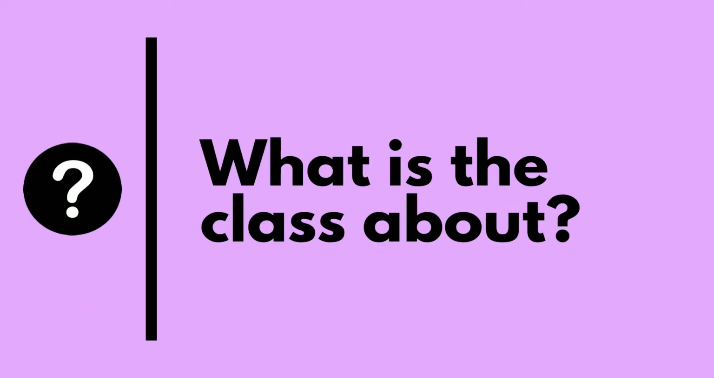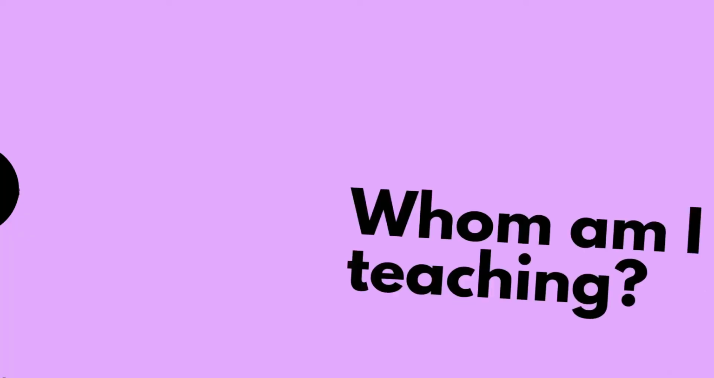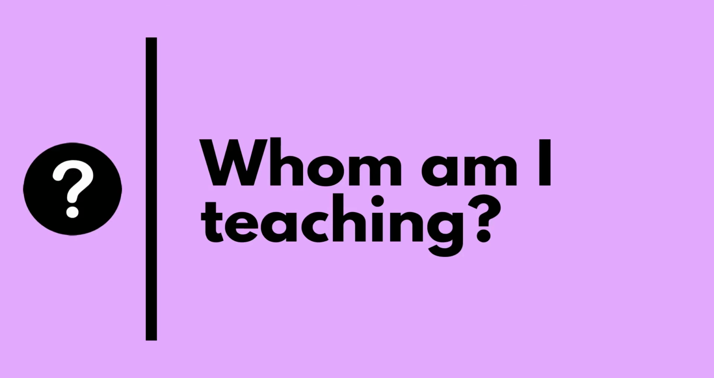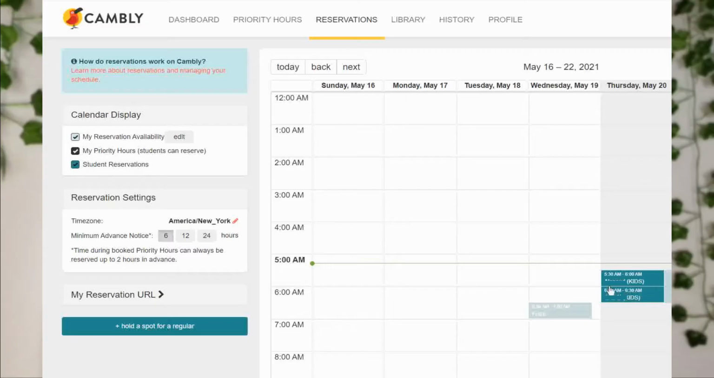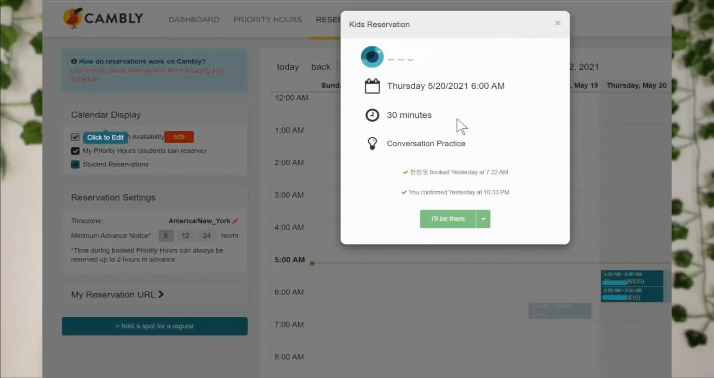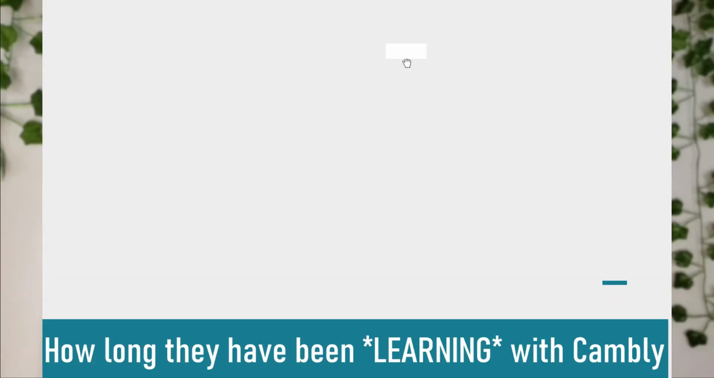So what is the class about? The second question that I like to ask is, who am I teaching? Again, this is easier for reservations. You can simply go to the name that is listed on the reservations and click on that link, and it will take you to the profile. Now, if the student has some detailed information, it will show you that, such as how long they've been learning with Cambly.